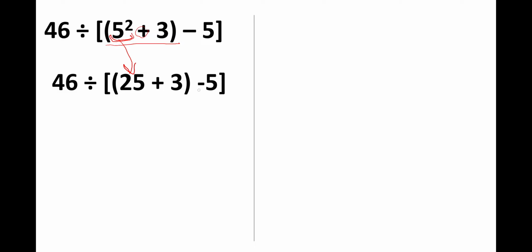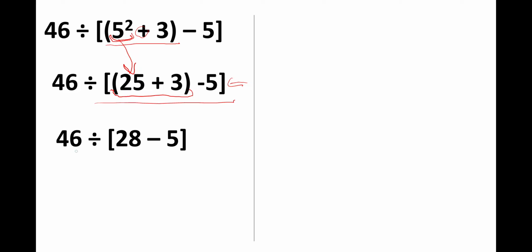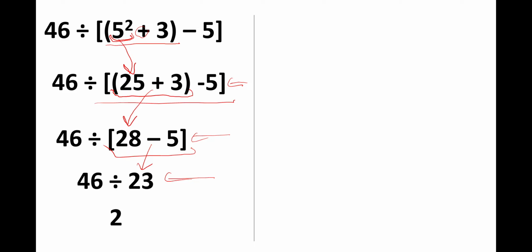In this step over here, I still have big brackets, but inside of them, I have parentheses. So finish the parentheses first. Then I'm going to drop down the 46 and the divide. 28 is the answer of 25 plus 3, minus 5. In this step over here, I have one operation in brackets, so I need to solve it first. And 28 minus 5 is a 23. Drop the divide and the 46. In the last step, I need to divide the 46 by the 23, and the answer is 2.